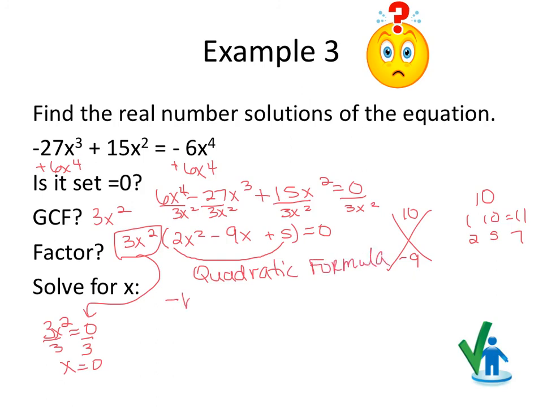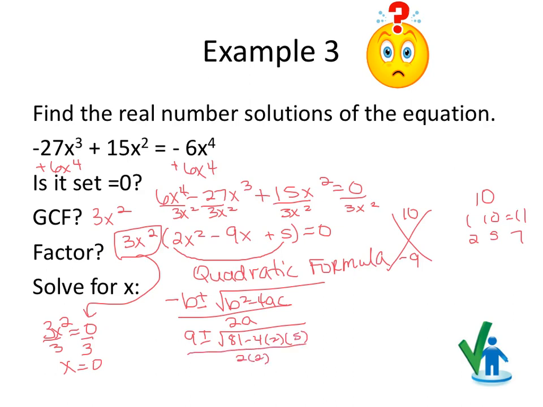All right, so quadratic formula, opposite of b, plus or minus the square root of b squared minus 4ac all over 2a. All right, so positive 9 plus or minus square root 81 minus 4 times 2 times 5 all over 2 times 2. 9 plus or minus square root 41 all over 4. So that won't simplify, so our answers are this, and then the 0. So there's technically 2 answers there because of the squared, and then 2 answers here. So altogether that makes 4.